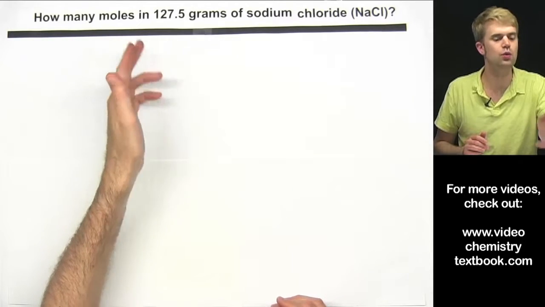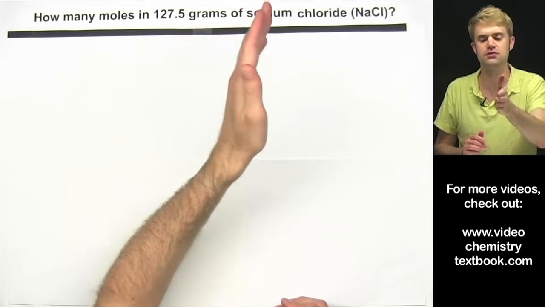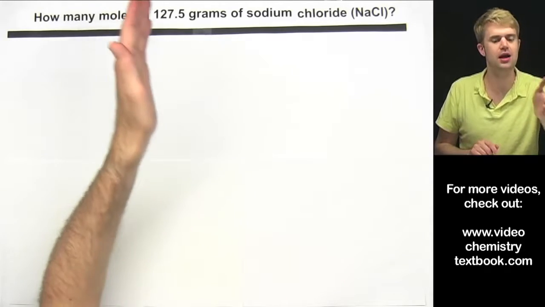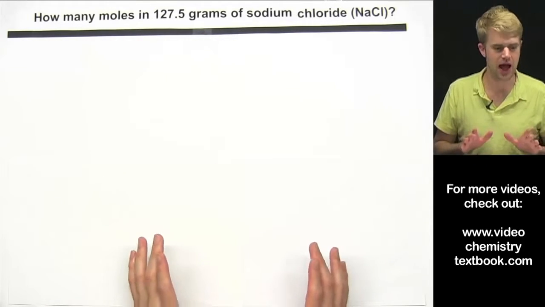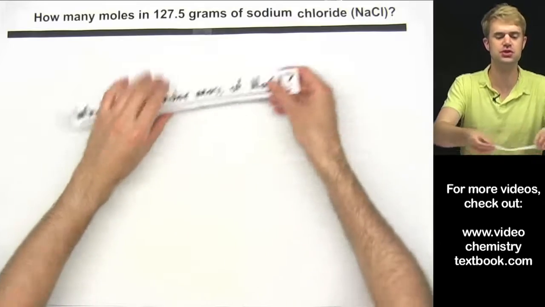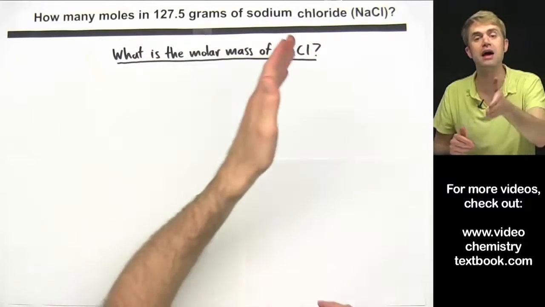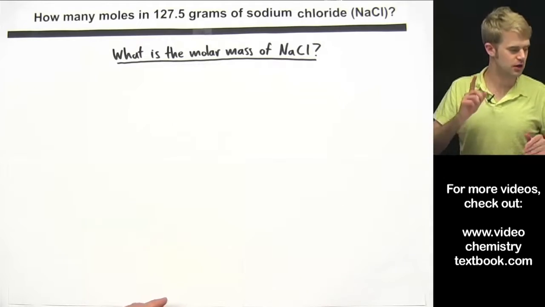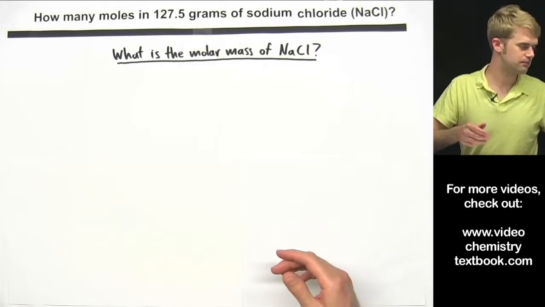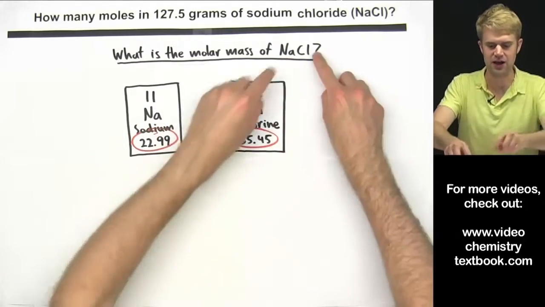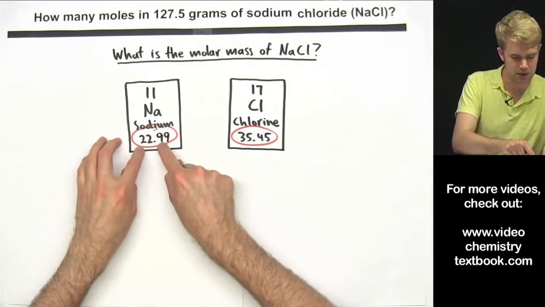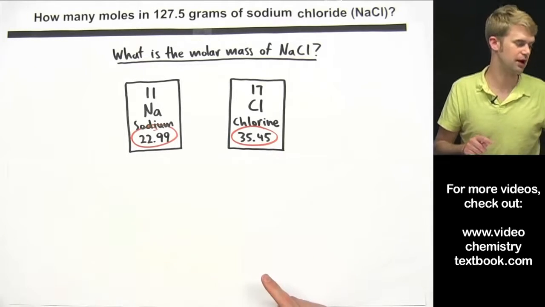How many moles in 127.5 grams of sodium chloride, NaCl? As before, we're talking about moles and grams. So the first thing I want to ask is, how much does 1 mole of sodium chloride weigh in grams? This is just another way of saying, what is the molar mass of sodium chloride? To figure this out, I look at the formula and the elements that make it up, okay? I've got Na and I've got Cl here, so I look them up on the periodic table. Sodium and chlorine, and these numbers here are the molar masses of the 2 different elements.